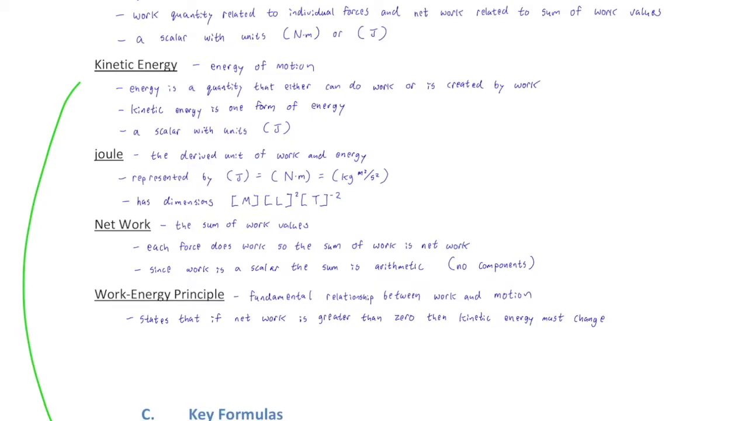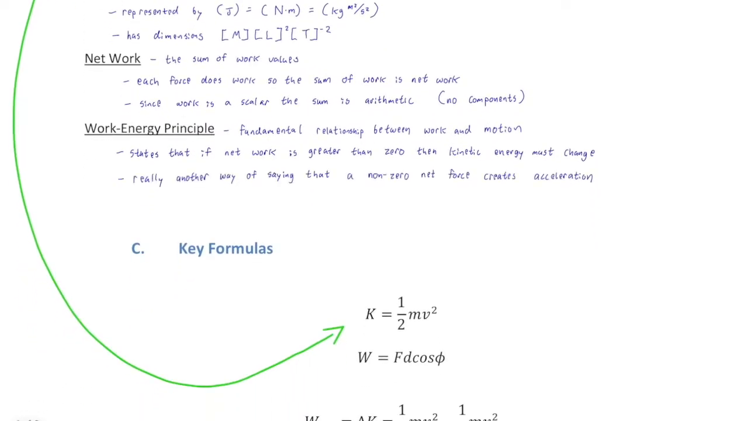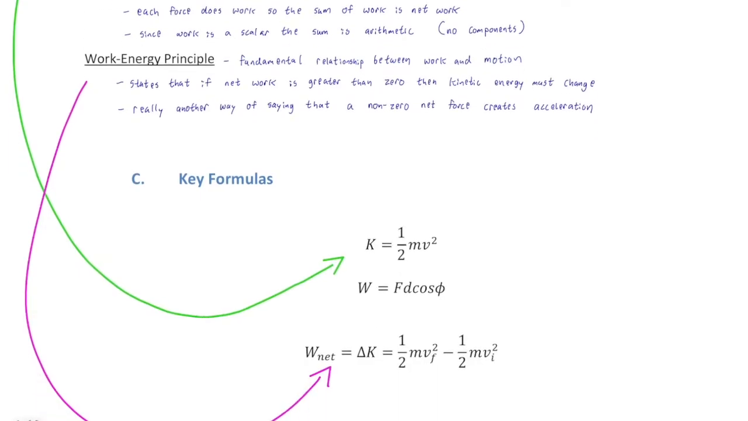And then you ask yourself, is that net work 0? Well, then there shouldn't be a change in velocity. But if that net work is not 0, then there must be a change in velocity. That's what the work energy principle tells us, okay? And here it is, right? I'm pointing an arrow to it. It simply says net work, so work with the subscript of net, is equal to delta K.